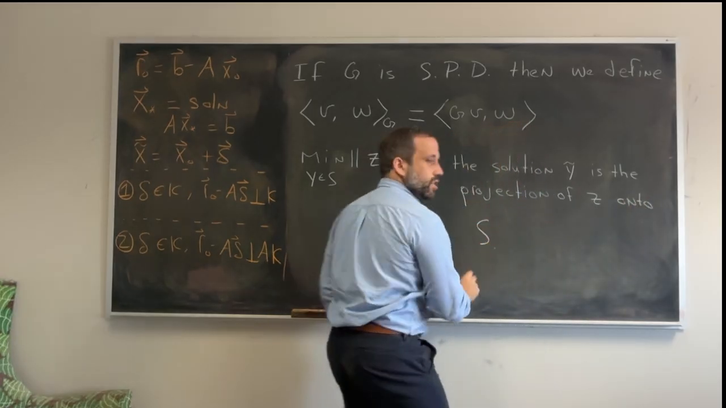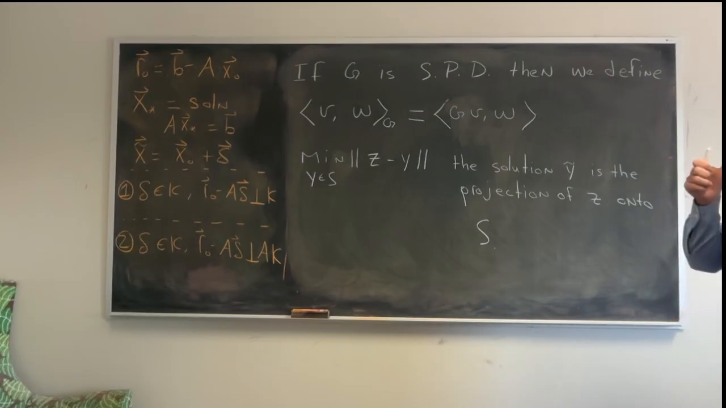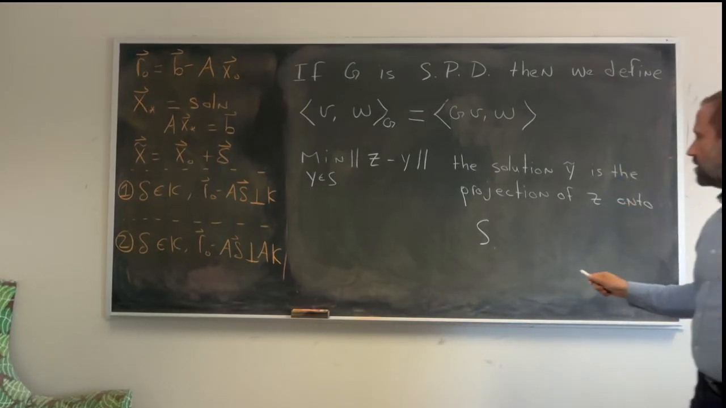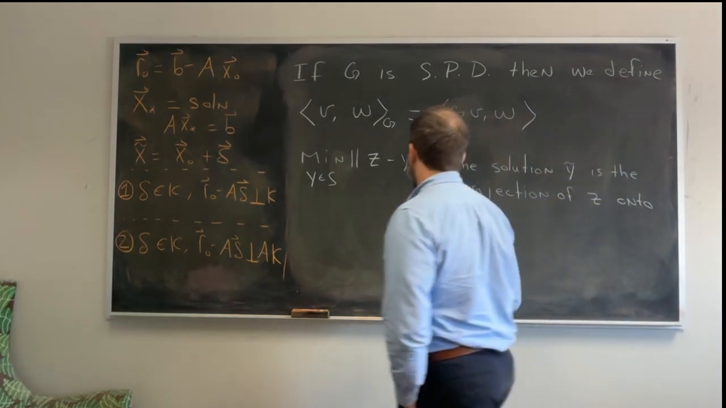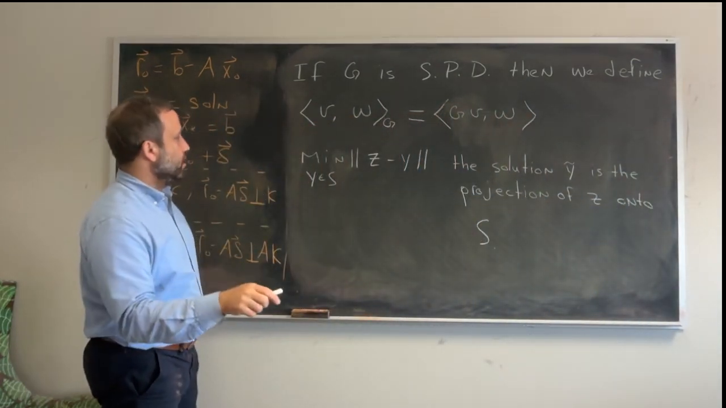onto the subspace S. And my phone is making noise, so let me just mute it. Okay. And remember then what this means, another way to say this, is that the vector z minus y tilde is orthogonal to every vector in S.